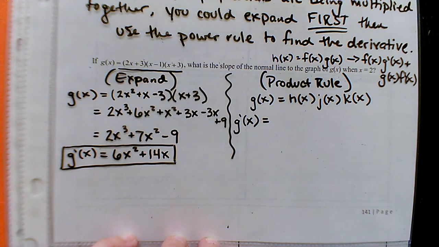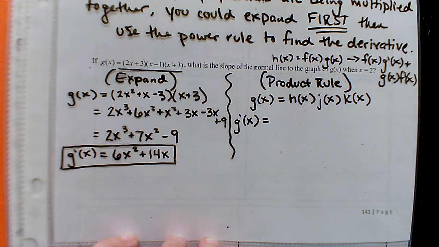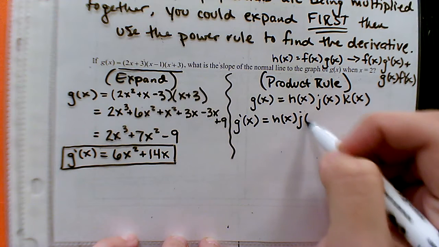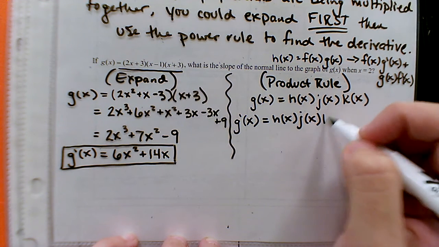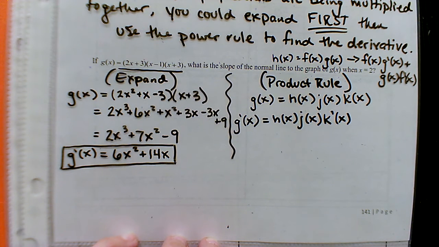So if we think about that combination, what combinations can we get when we have three things being multiplied together? In this case, we're going to keep two of them the same times the derivative of the third. What would those combinations look like? You want to keep h the same? Keep j the same? That means we'd have to multiply by the derivative of k, which we could label as k prime.